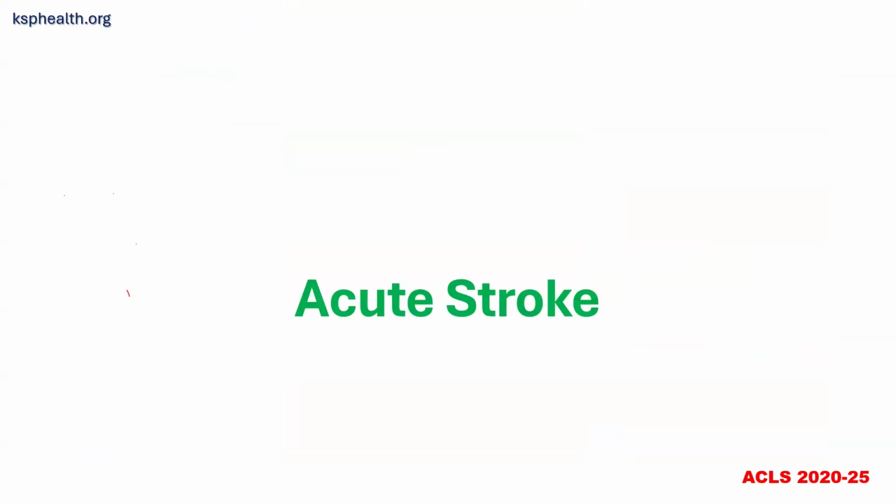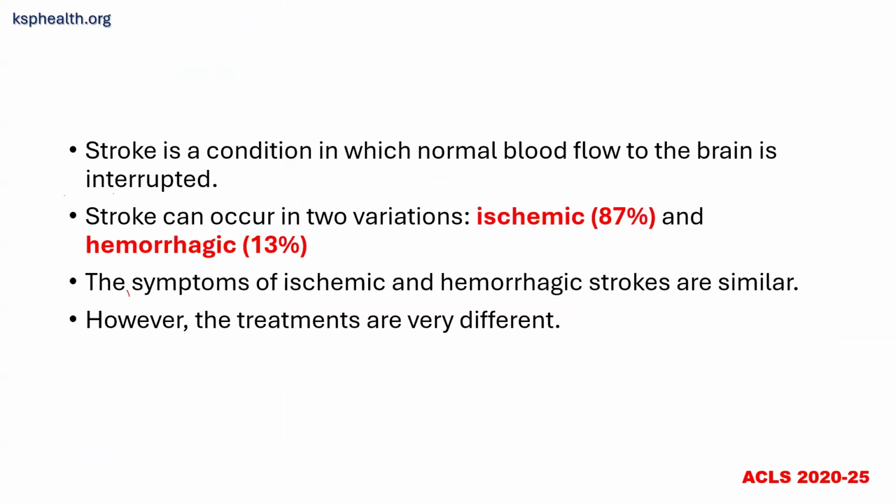Next group is stroke. Stroke is a condition in which normal blood flow to the brain is interrupted. There are two kinds of stroke. One is ischemic, which is the vast majority, 87%. Another one is hemorrhagic, 13%. The symptoms of ischemic and hemorrhagic strokes are similar. That is a catch. However, the treatments are completely different, which we are going to talk about.